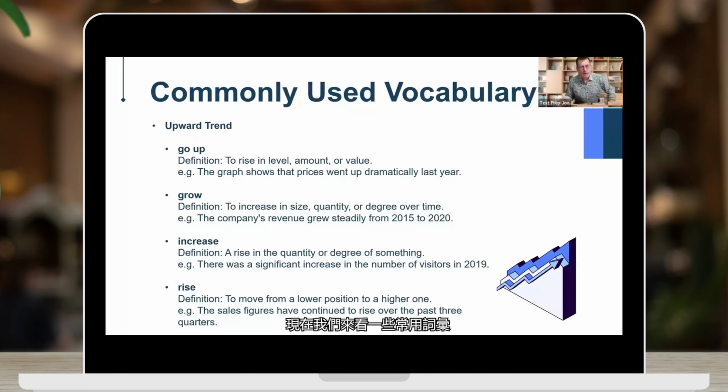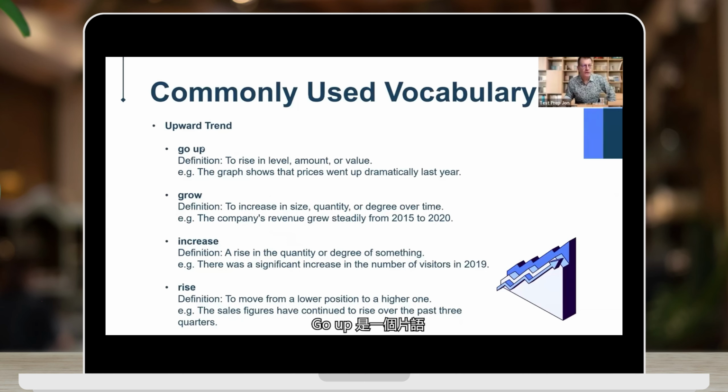Now we'll look at some commonly used vocabulary, which you will find useful for graphs such as these. I'll start by talking about each of these words. I'll define it to tell you what it means, give you an example of how it's used in a sentence, and then I'll give you some alternative words which you could use instead, some synonyms, so you don't keep repeating the same words all the time.